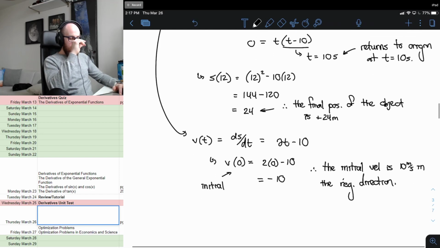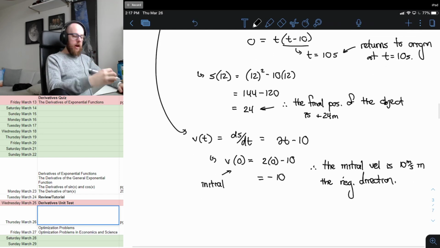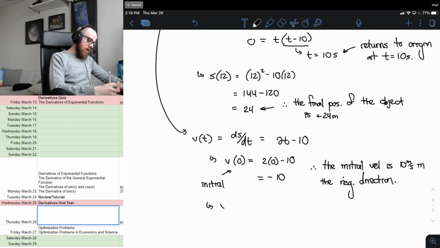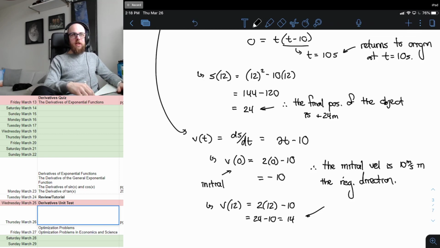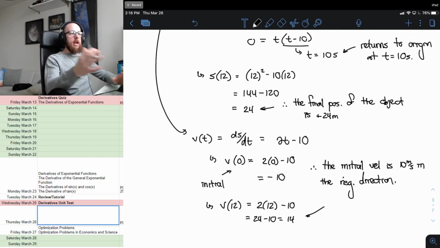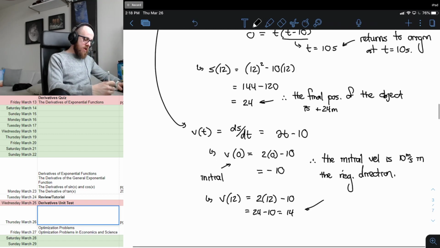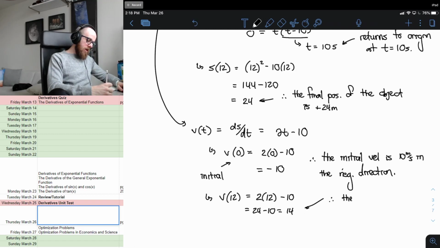And we might as well also calculate our final velocity. So v at 12, same idea: plug in 12, 2 times 12 minus 10, 24 minus 10, which is 14. We see that the final velocity is positive, so at some point it switched directions. We can actually find that, we'll do that in a second. Therefore, the final velocity is 14 meters per second in the positive direction.